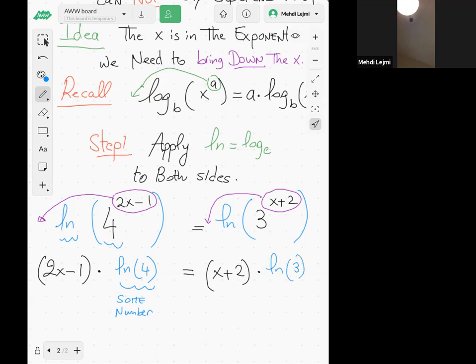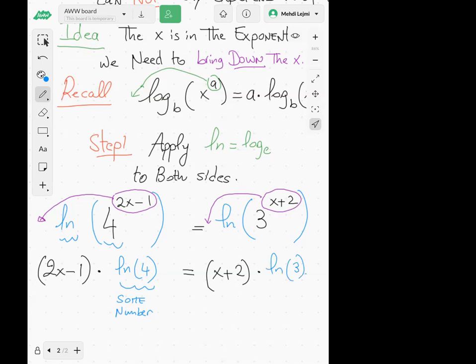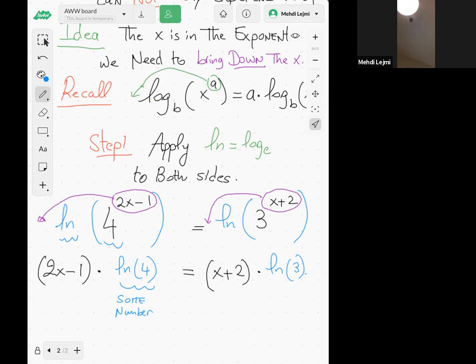I have a question, Professor. Yes, please. Anytime we see this problem, can we just automatically put the exponent in front of the log and that's it? Yes, but you need the log. You need to apply the log first, and then you can put down your exponent in front of the log.